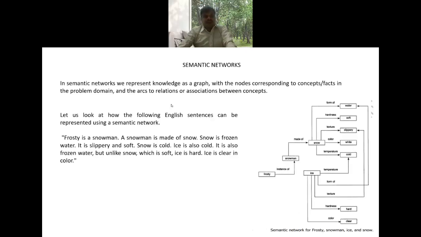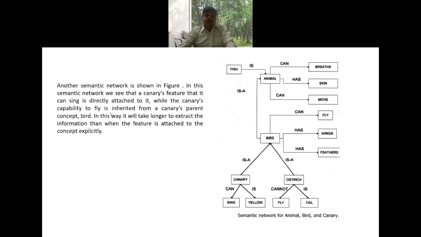Now, in semantic networks, we represent knowledge as a graph, with nodes corresponding to concepts or facts in the problem domain, and the arcs representing relations or associations between the concepts. Clear? Now we will see one more example.